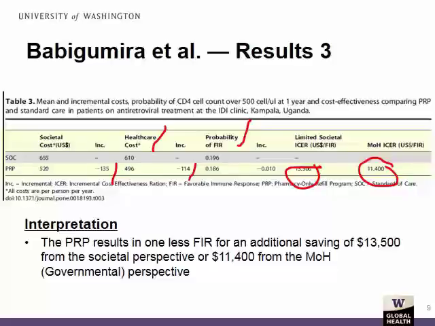So the interpretation is that the pharmacy refill program results in one less favorable immune response for an additional saving of $13,500 from a societal perspective, or $11,400 from a Ministry of Health perspective. This technically is a decremental cost effectiveness ratio. And as we saw last week, a large decremental cost effectiveness ratio is favorable.